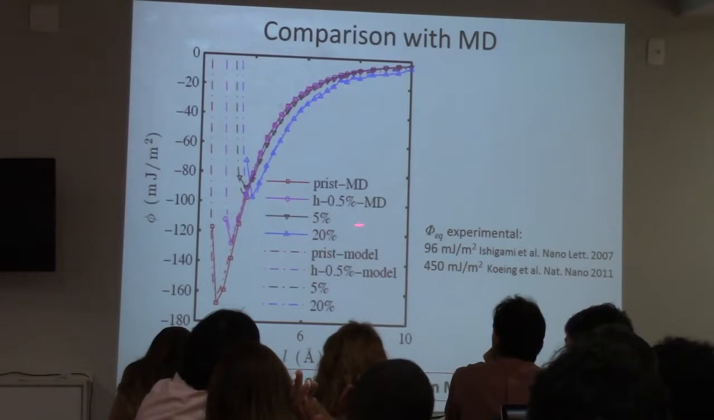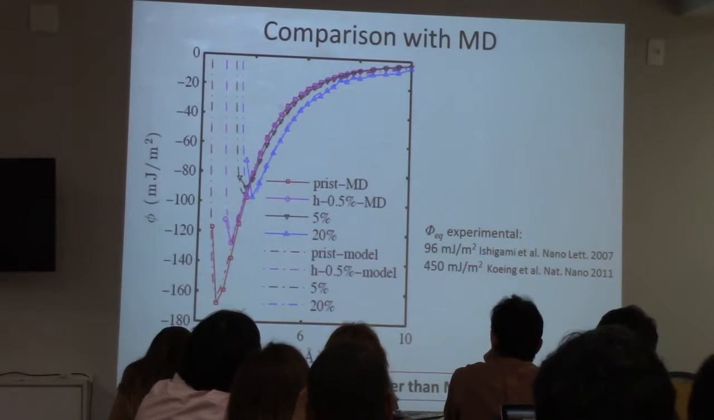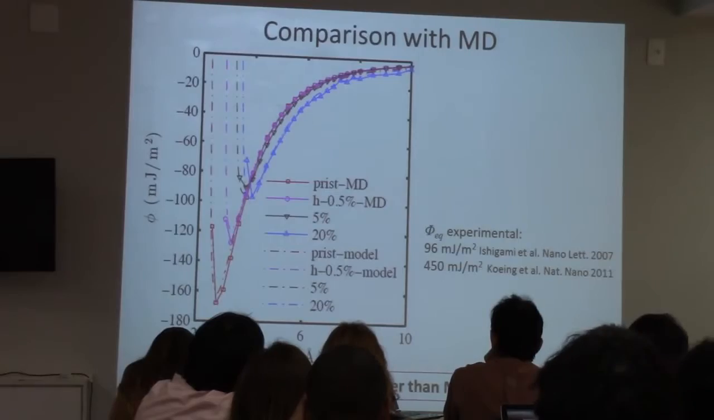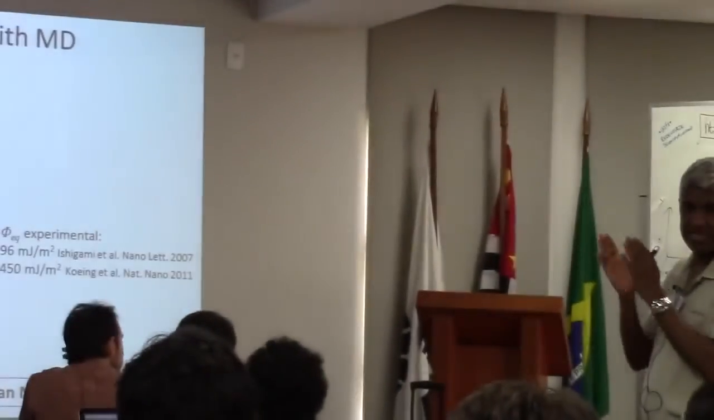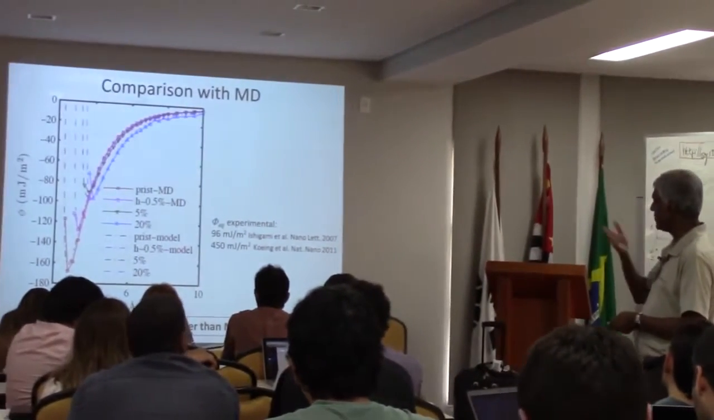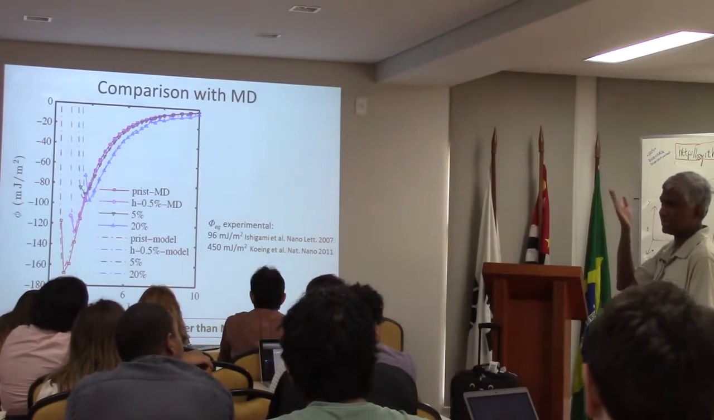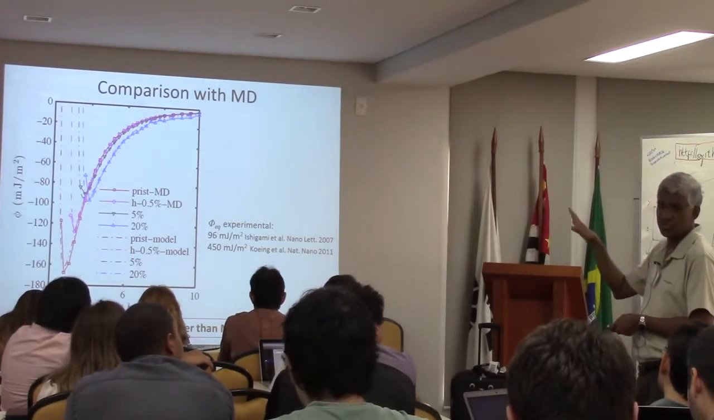The results we got from this model, we also compared with some of the experimentally reported results. People have done some simple experiments. Now, the problem is that in the experiments, the reported results are so different. The measured cohesive energies between the two surfaces vary almost 4 to 5 times between different experiments, because I think the conditions are very difficult to control.